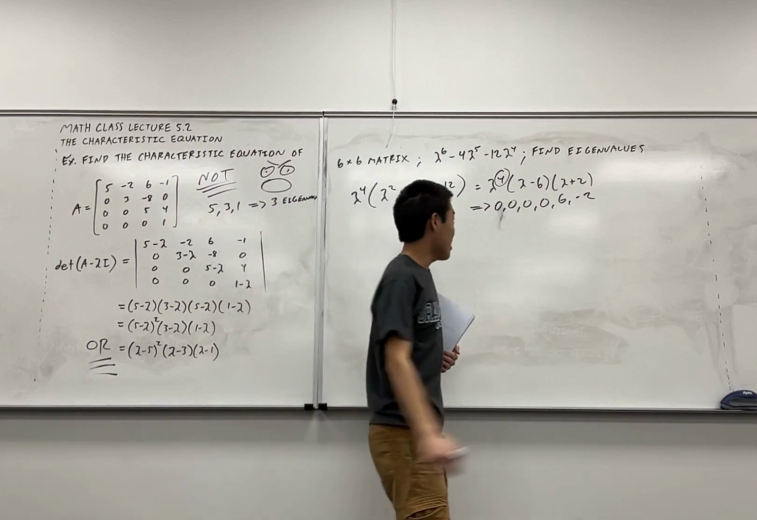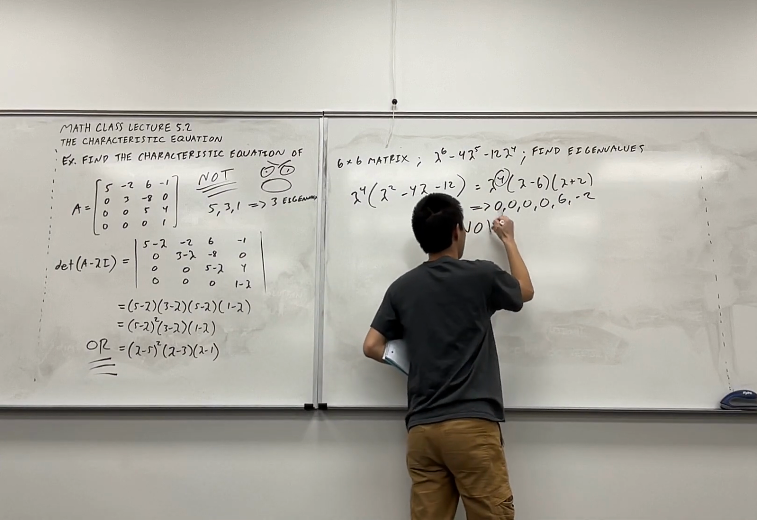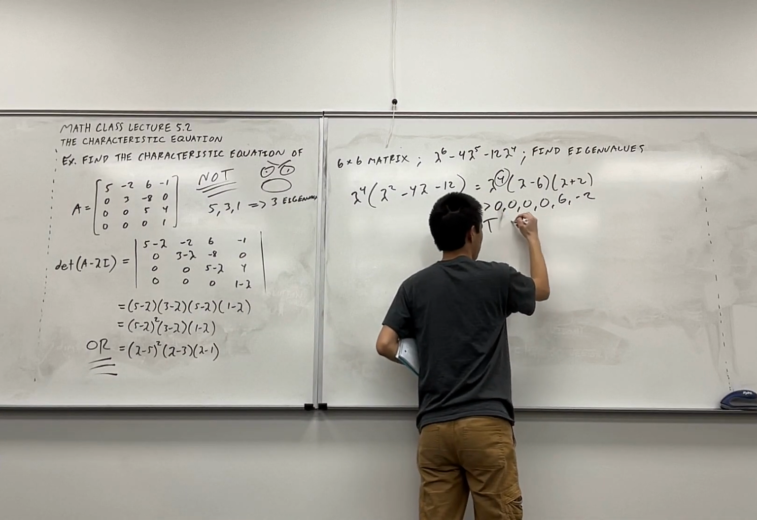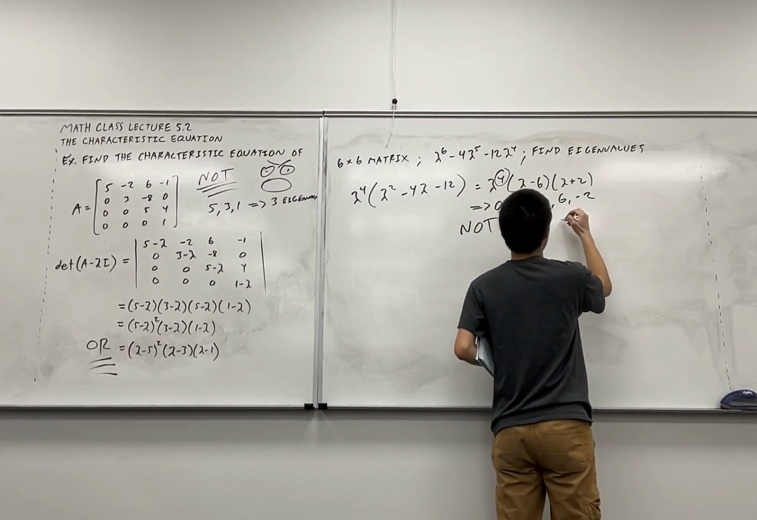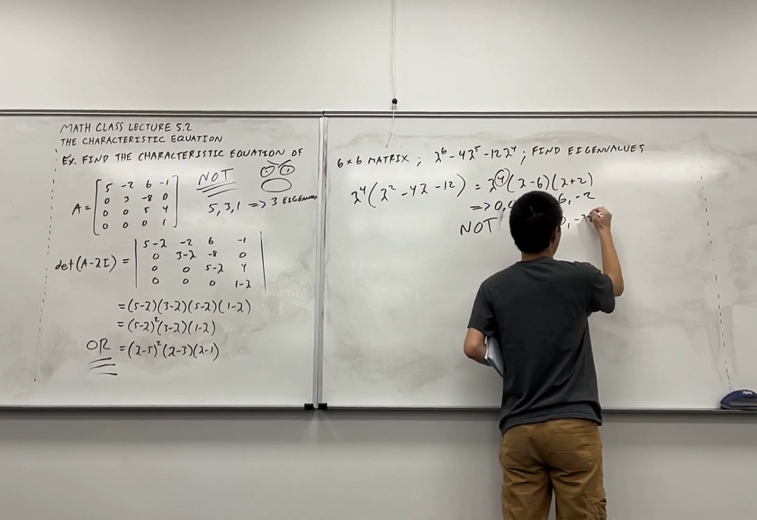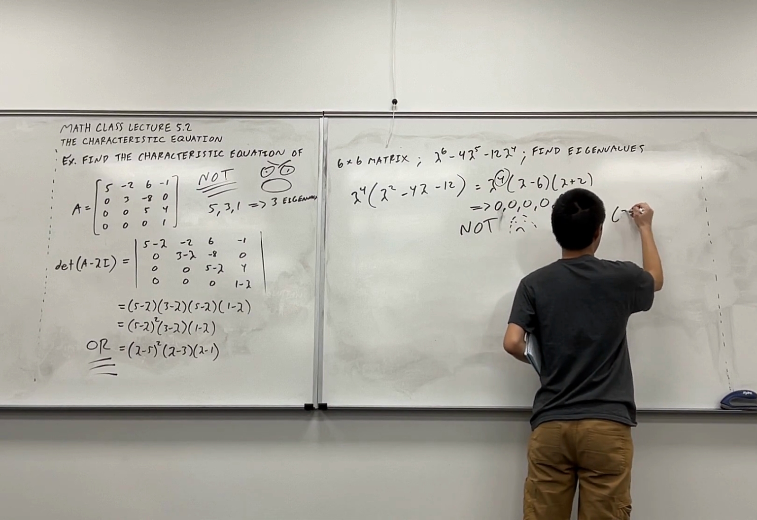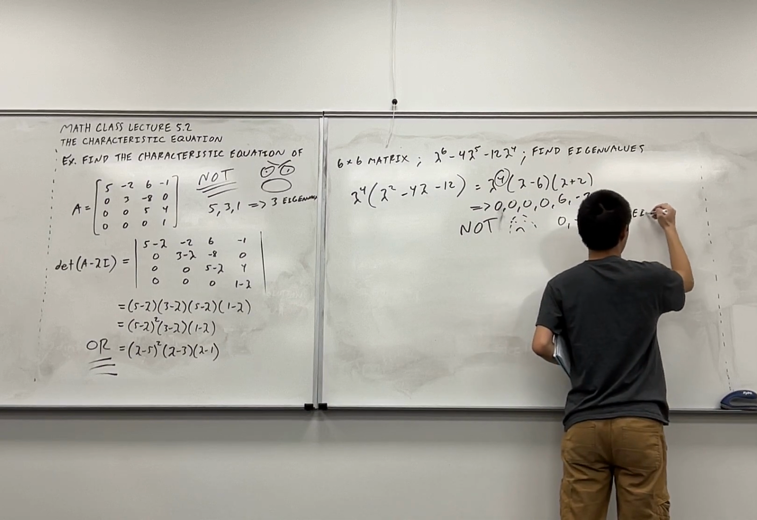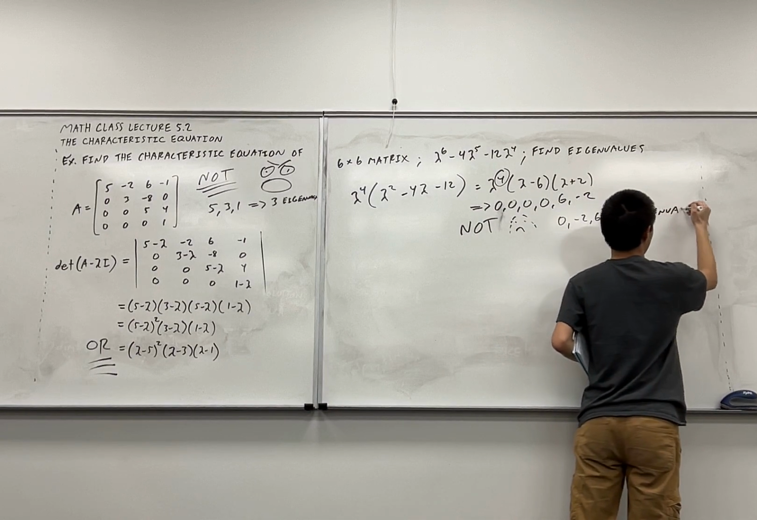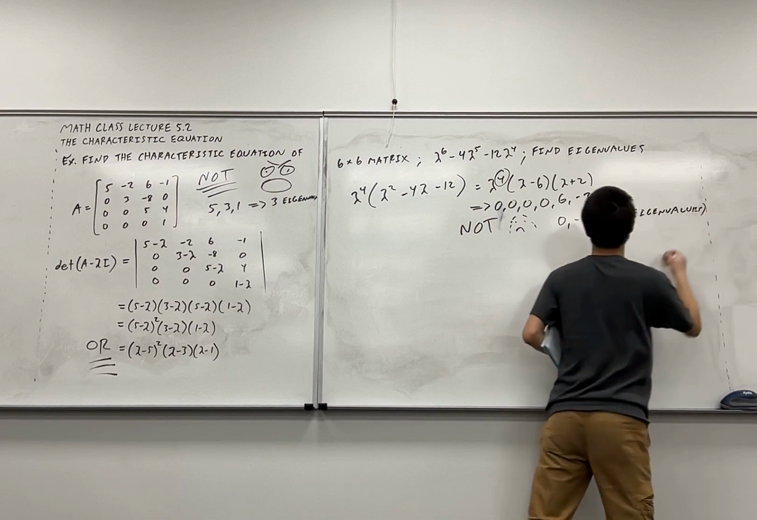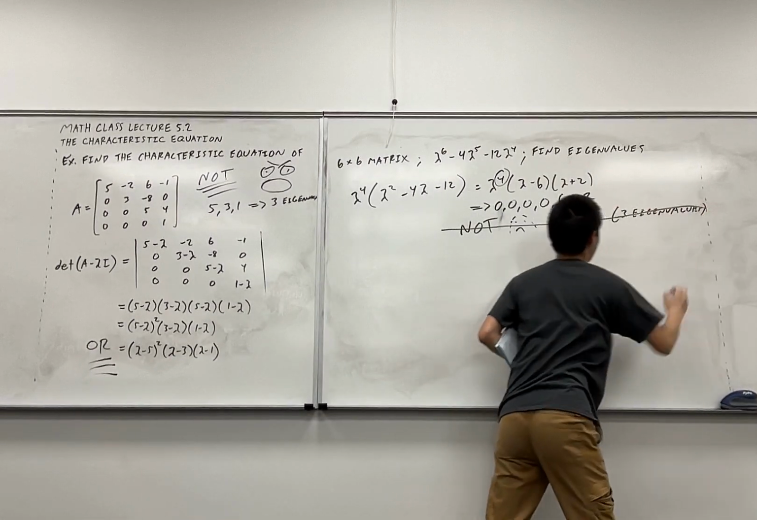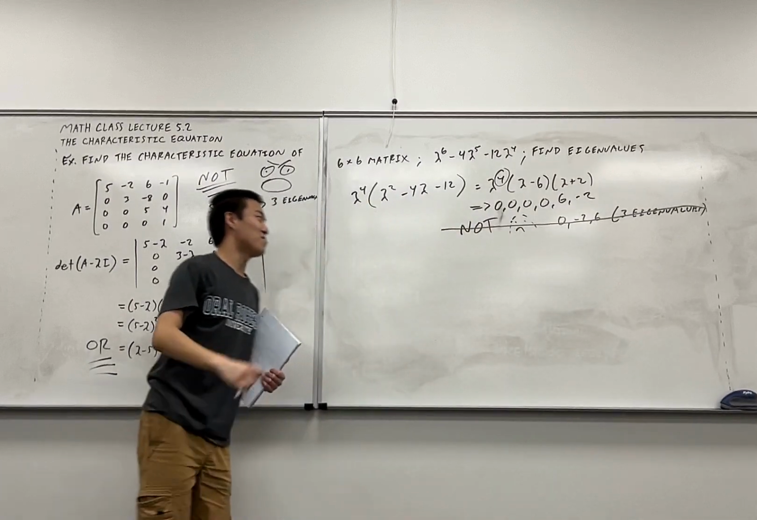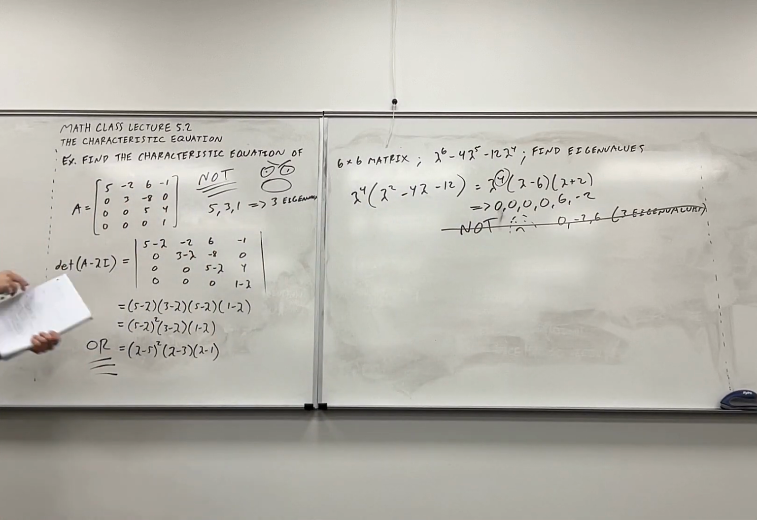What we would not say is that we have 0, -2, and 6, and so therefore we only have 3 eigenvalues. No, that's a bad answer. Don't say that. We have 6.